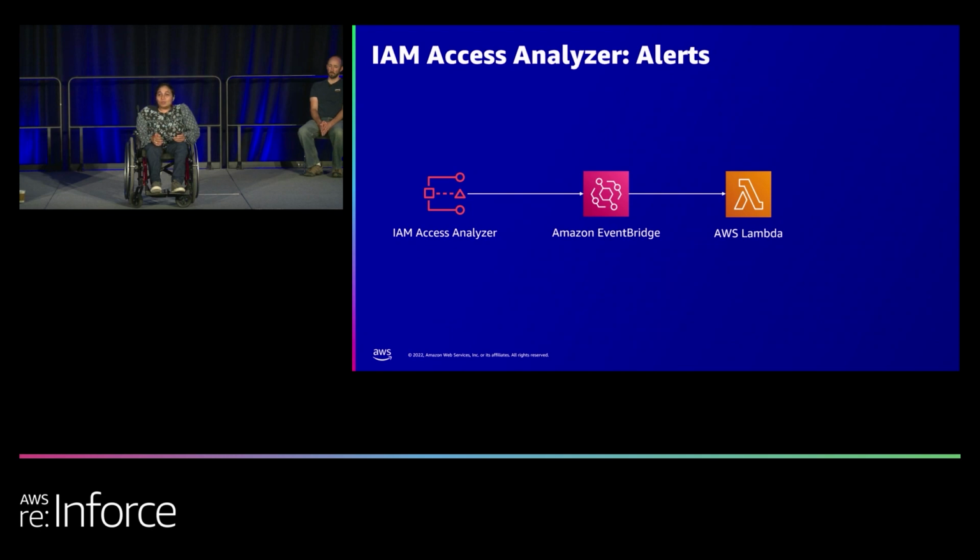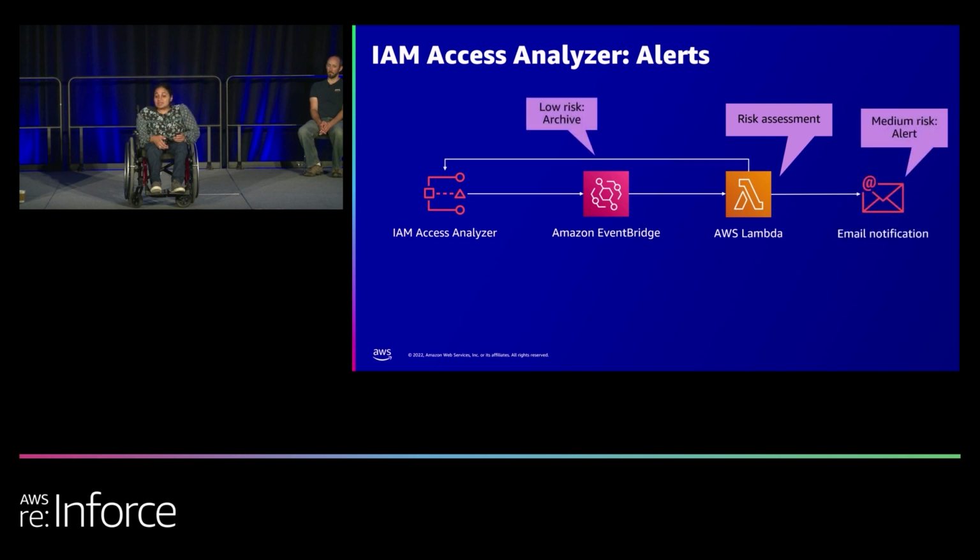Now, we could use Lambda. It gives us the versatility of looking at the finding before deciding what to do with it. We can use the Lambda to add some logic to do risk assessment. As a first pass, decide how important this finding is. If it's low risk, then the Lambda can archive it. If it's medium risk, the Lambda can send a descriptive email for the right team to fix it. And if it's high risk, the Lambda can just go to the S3 bucket and roll back the policy.